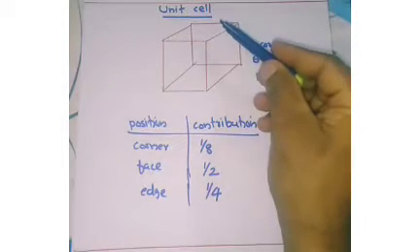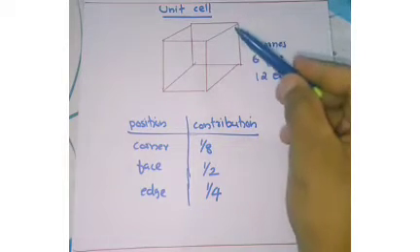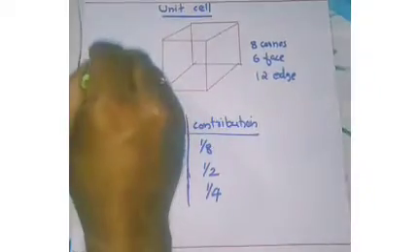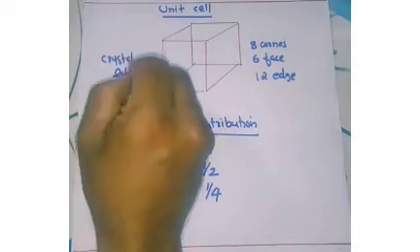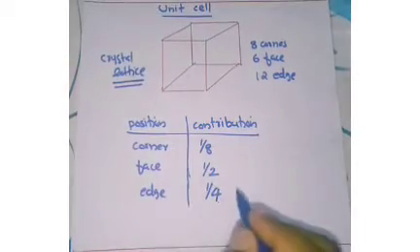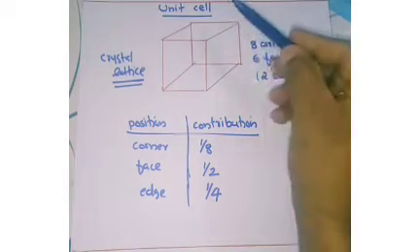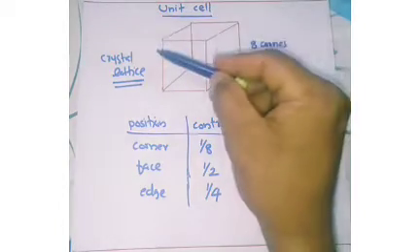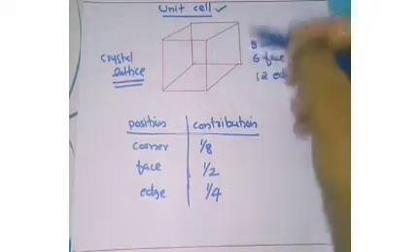Then what is a unit cell? Unit cell means the number of repeating units are arranged in a crystal lattice to form a crystal. This repeating unit is called unit cell.